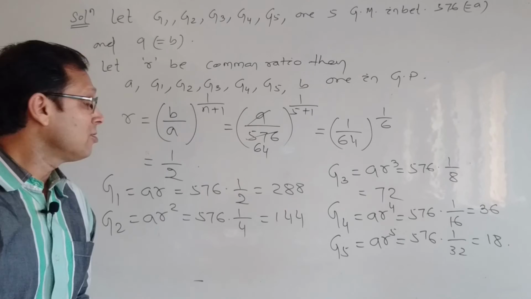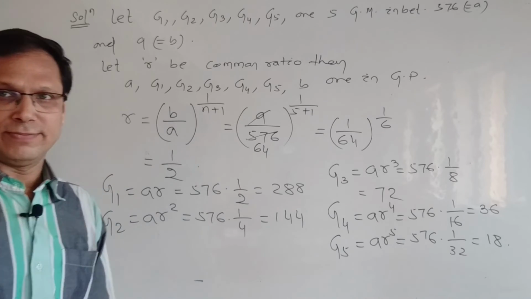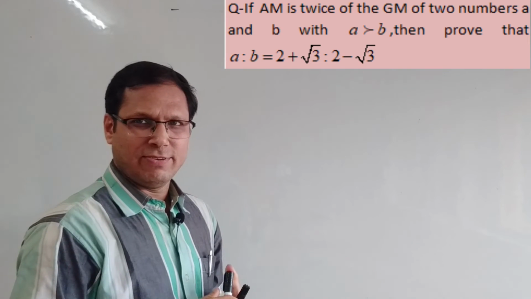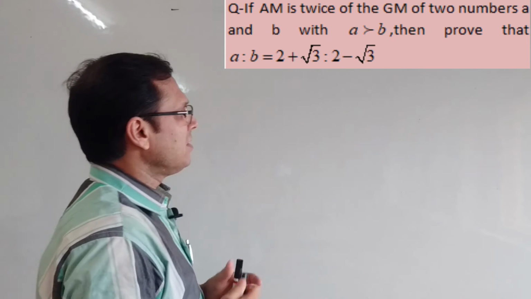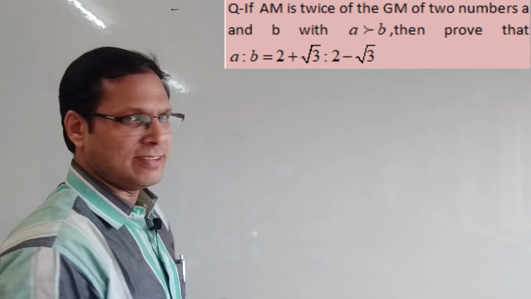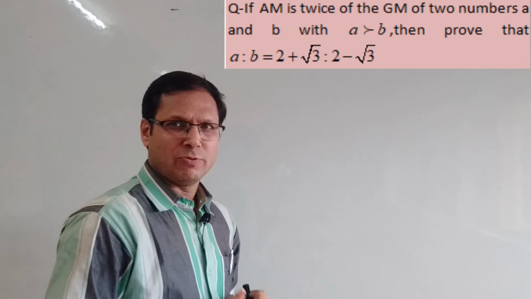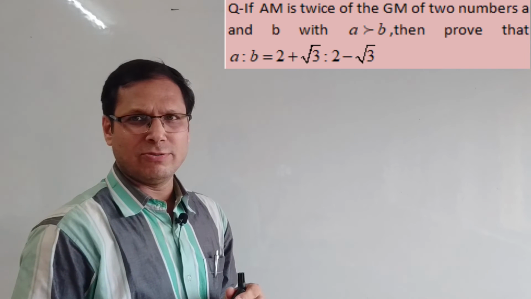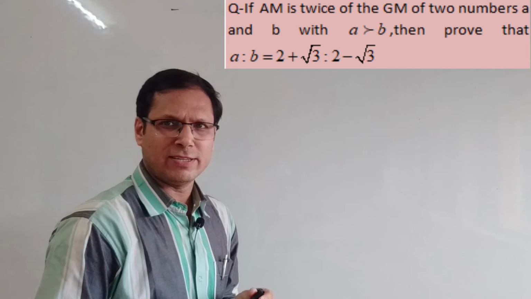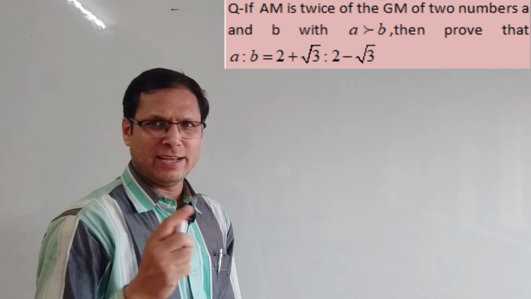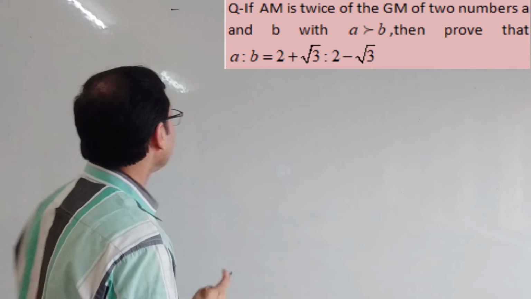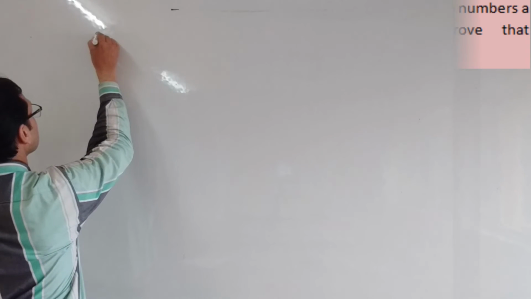Okay, make it a note. Now we'll go to the next problem. Now you take another interesting problem, that is given AM is twice the GM of two numbers a and b, with a greater than b. You have to prove a is to b is equal to (2 plus root 3) by (2 minus root 3). Now what are the given conditions? A and G: A is twice of G, that is AM is twice of GM. So let us start the solution.